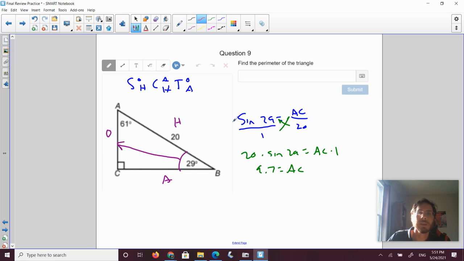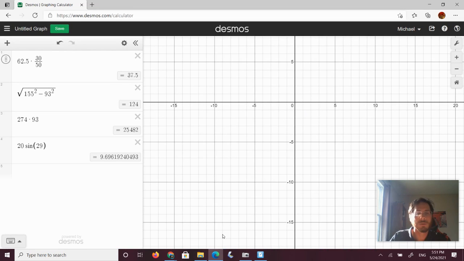Now we got to find BC. Well, down at the bottom, BC, I want adjacent and hypotenuse, so I'm going to use cosine. So it'll be BC over 20. But same deal. We're going to put this over 1, and we're going to cross multiply. So now we're going to do 20 times cosine of 29.